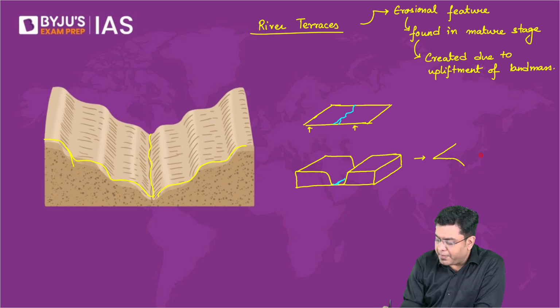Upliftment is happening because of the epeirogenic forces, my dear friend. That is what we had discussed. Epeirogenic forces lead to upliftment. Vertical upliftment is happening due to epeirogenic forces. Is that understood?